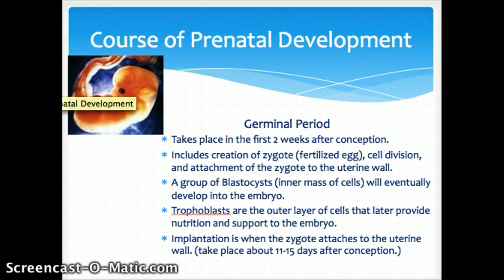The germinal period takes place in the first 2 weeks after conception. This is when the fertilized egg, called a zygote, is created, and then cell division and the attachment of the zygote to the uterine wall. Rapid cell division by the zygote continues. This process is called mitosis. A group of cells called blastocysts will develop in the embryo, and the trophoblasts, which are the outer layers of the cell, provide nutrition for the embryo. About 11 to 15 days after conception, implantation occurs. This is when the zygote attaches to the uterine wall.